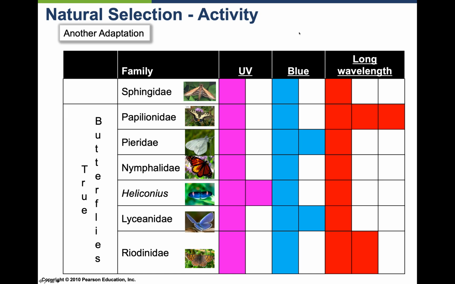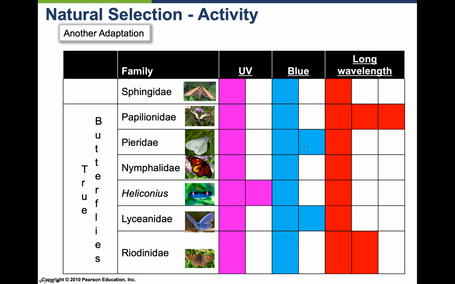But if you go to a group like this, the Papilionids, one of the things you notice is they can see ultraviolet, they can see blue, but they have multiple genes in the eye that are looking at long wavelength. And what this means is that they can see more deeply into long wavelength colors than moths can. Okay, and then you have this Pierid butterfly that can see more deeply into the blues, and so forth.